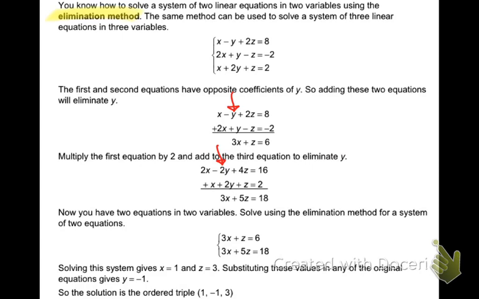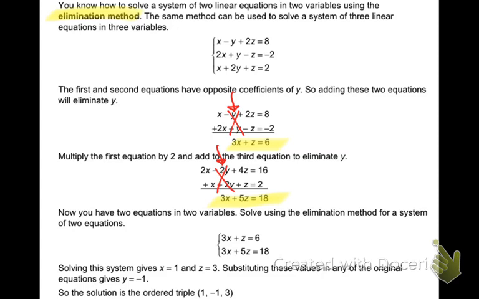Now notice in both these equations, what am I eliminating? Y. I'm eliminating the y. Why am I eliminating a y? Because then I can get down to a system of two equations with two variables, which is just like what we were doing all of last chapter.